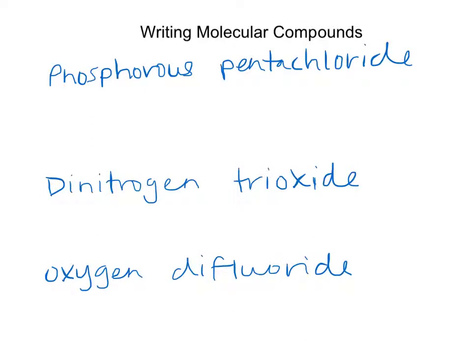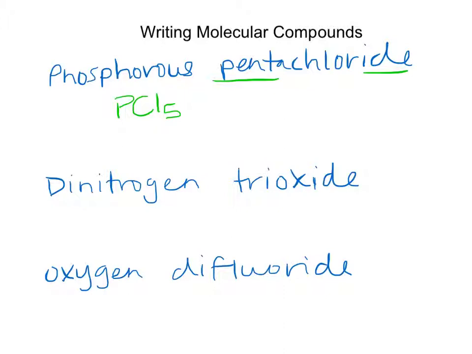Okay, so the examples we have here, the first one is phosphorus pentachloride. So again, I'm just going to write the P for phosphorus, and then it's chlorine, but we have the suffix "ide" here, so chloride, and penta means 5. So the formula for this first one is going to be PCl5.